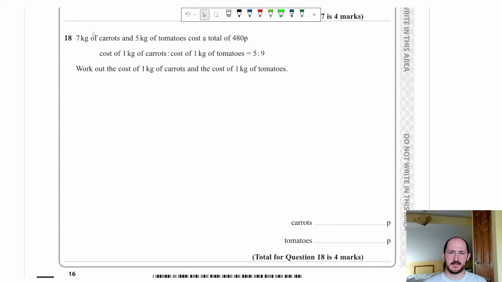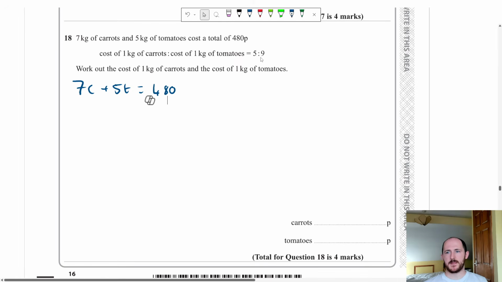Combining ratios, and basically the first line in this question is a bit evil. This is tricky, and there are loads of ways to do it, and some students did things right, some students did things wrong. It was a bit of a mess, I'm not going to lie to you. Now some students tried to make this as 7 kilograms of carrots, so they wrote 7c plus 5t equals 480, and funnily enough that does give you a mark, but the thing is you get stuck now, don't you?